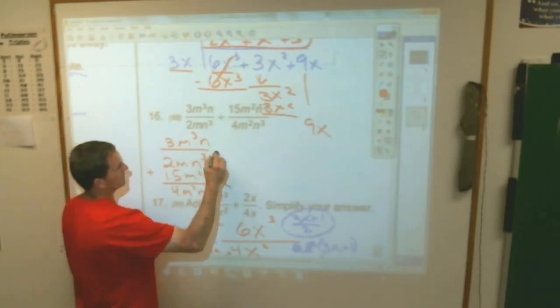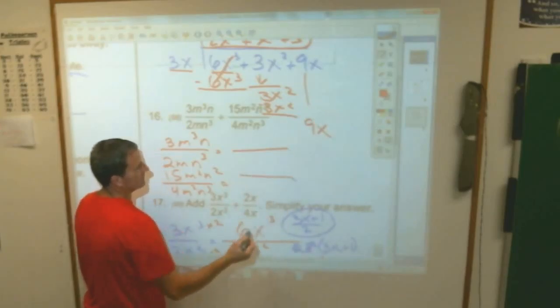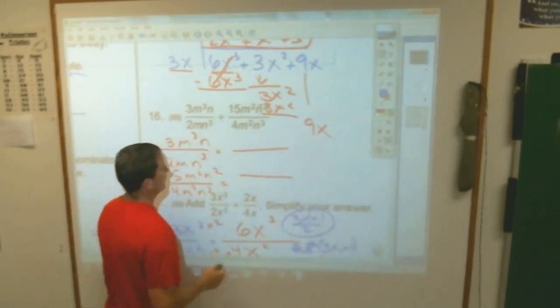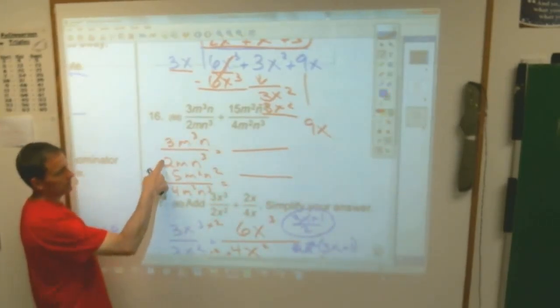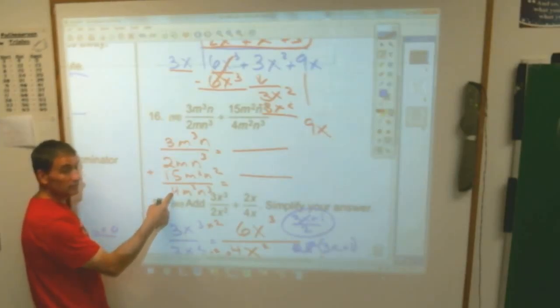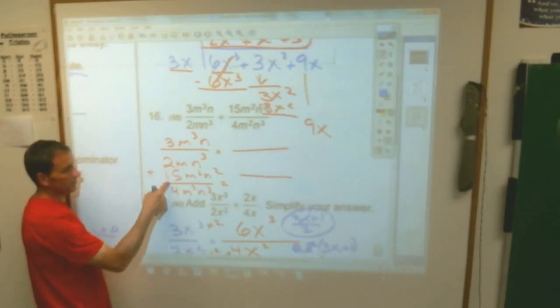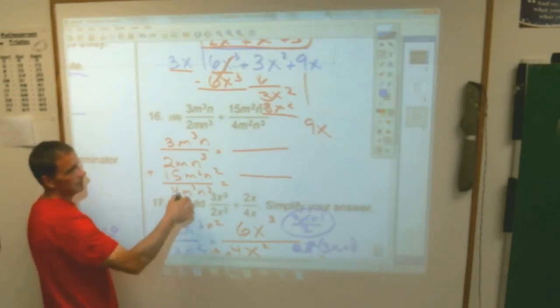And again, this is simply about making a common denominator. If you look at the numbers, you're adding fractions that have 2 and 4 on the bottom. 1/2 plus 1/4, what's your bottom number going to be? 4.